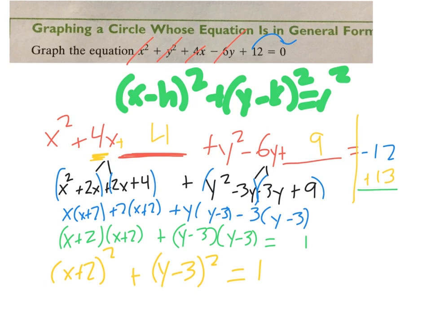Good. Now, when it's in this form, it's easy to tell. My center is negative 2, 3. Remember, we get that from the opposite signs of what's in parentheses here, my h and my k. And then the radius is going to be equal to the square root of the constant term. In this case, the square root of 1 is 1. So now given the center and the radius, I can go ahead and graph this.